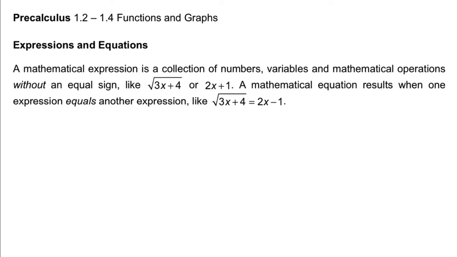In this video, we will start to look at the relationship between equations and graphs. The first thing to note is that an expression is different from an equation. A mathematical expression is a collection of numbers, variables, and operations without an equal sign. When we have one expression equal to another expression, we end up getting an equation.